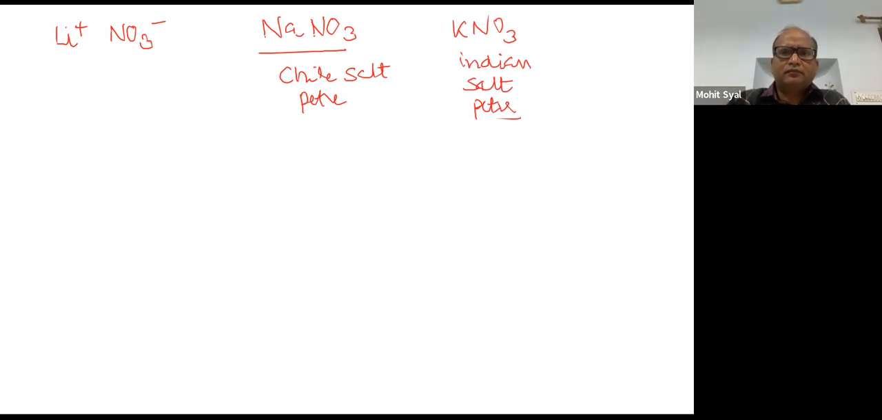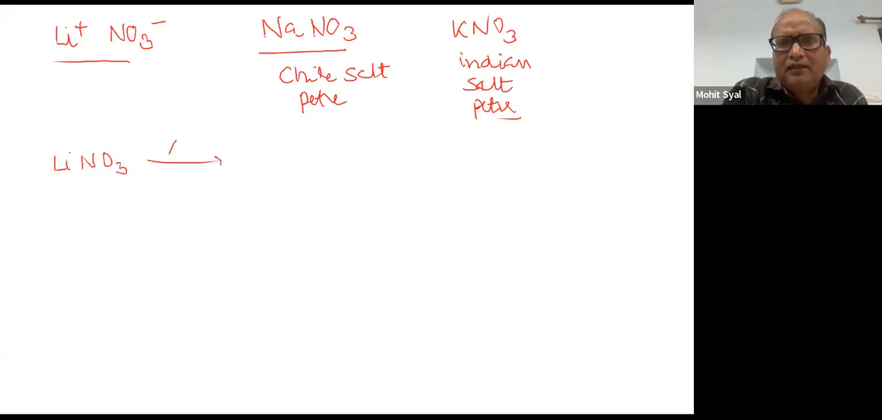Actually, they are used in gunpowder. Why are they used? Because when you heat them, they break and they give oxygen and gases, and that's the purpose of gunpowder, it explodes. So lithium nitrate, if you take it, breaks if you heat it. It breaks in a different way. It forms lithium oxide and it releases NO2.